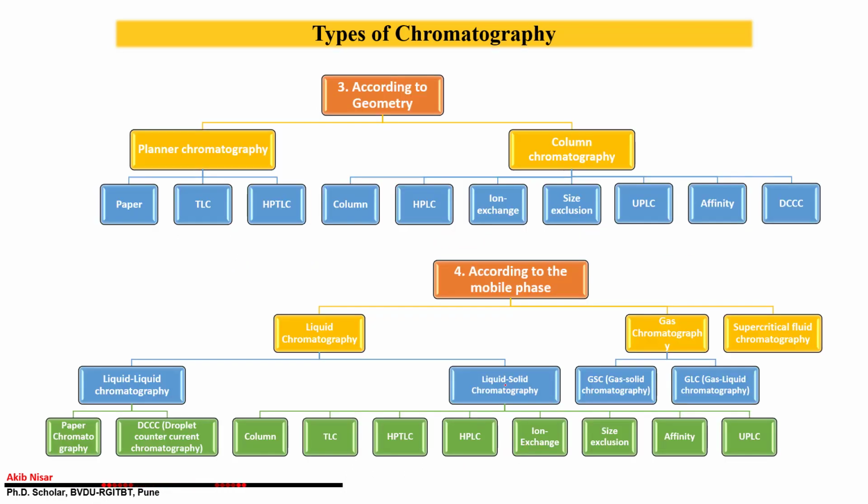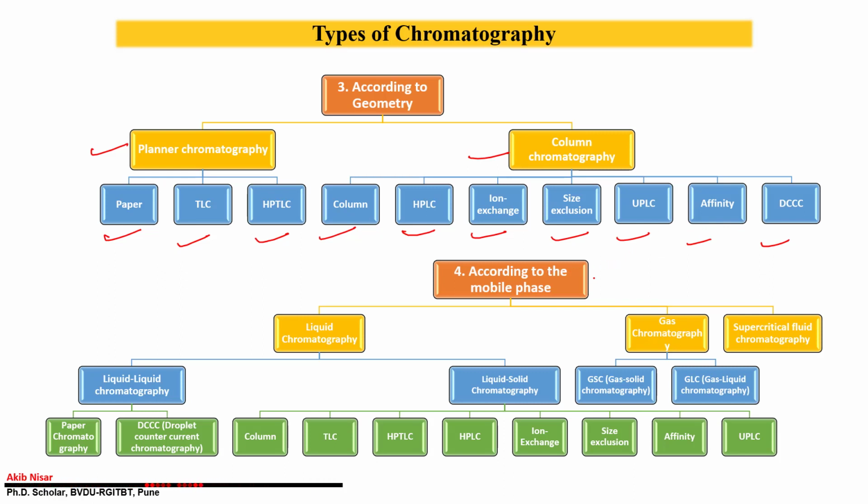Again, on the basis of geometry, we can differentiate the chromatography techniques into two types. One is planar chromatography and the second one is column chromatography. In planar chromatography, we have paper chromatography, thin layer chromatography, and high performance thin layer chromatography. In column chromatography, there is the column technique, HPLC, ion exchange, size exclusion, UPLC, affinity, and DCC, that is called counter current chromatography.